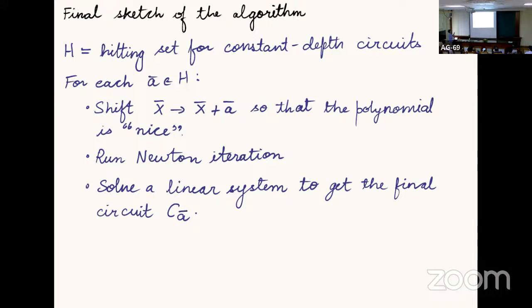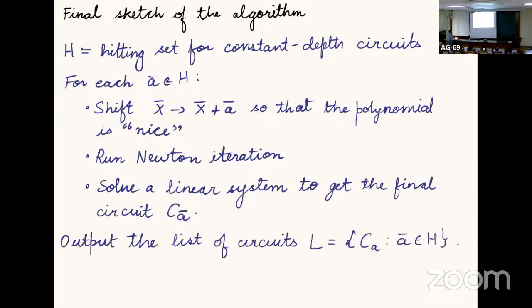But in general, you'll have to do some linear system solving thing to get the final circuit for the factor you care about. And then you did this for every point in the hitting set. So you output this list of circuits. And this will be a subexponential sized list. So that was the sketch of the algorithm.